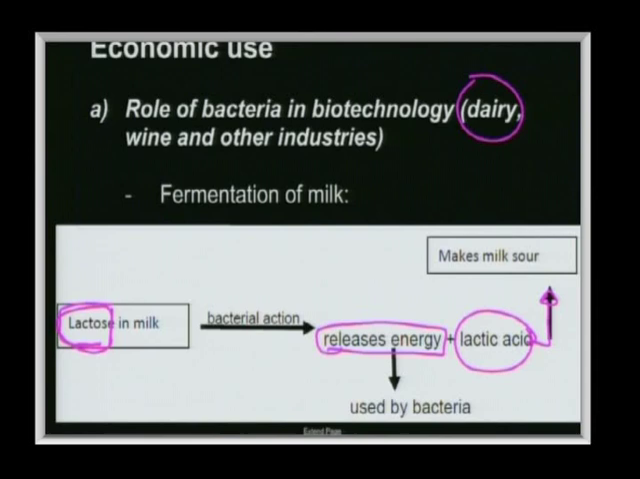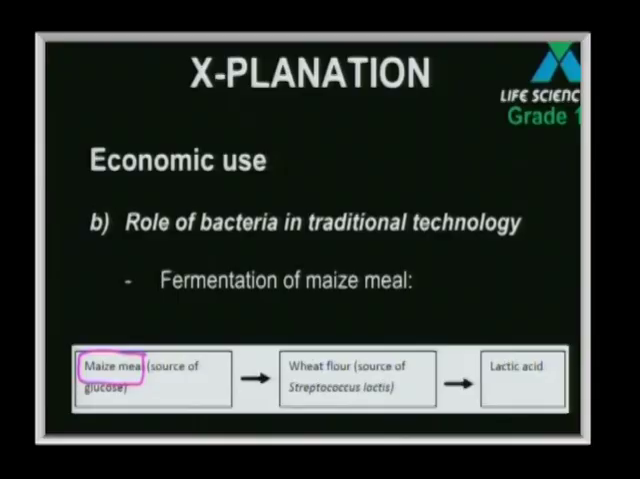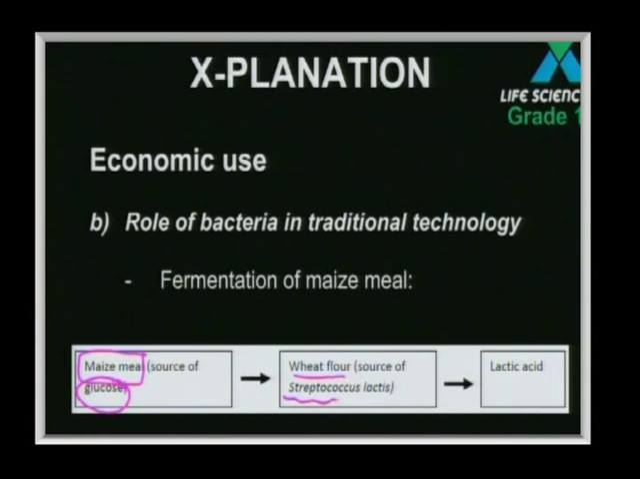Bacteria are also used for their fermentation process in manufacturing certain traditional things. For example, traditional beer. Traditional beer starts with maize meal, which contains glucose. Glucose is the carbohydrate that bacteria will feed on. This is added to wheat flour, where you will find the bacteria Streptococcus lactis. This bacteria will feed on the glucose and will produce lactic acid, and with that it will produce alcohol.